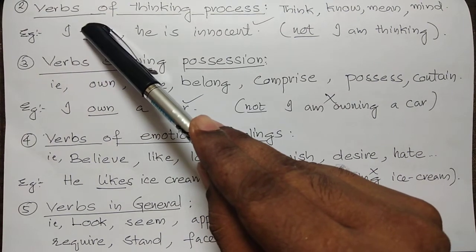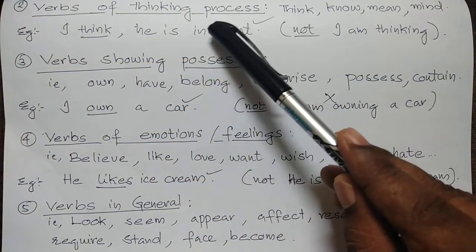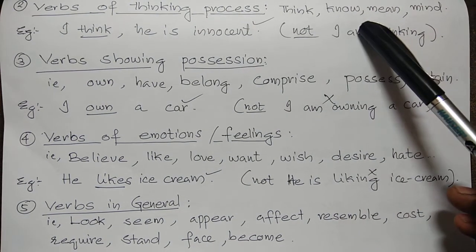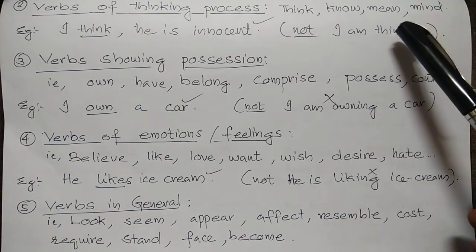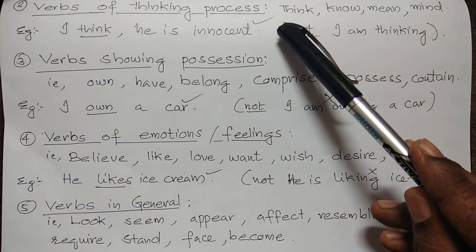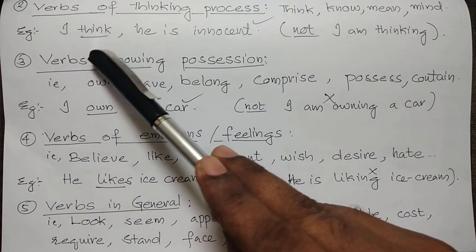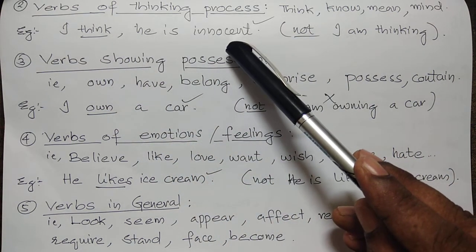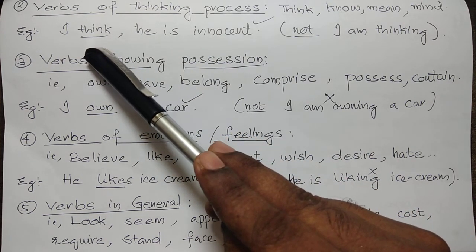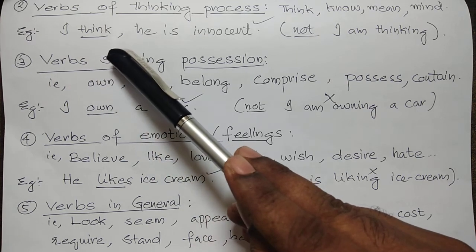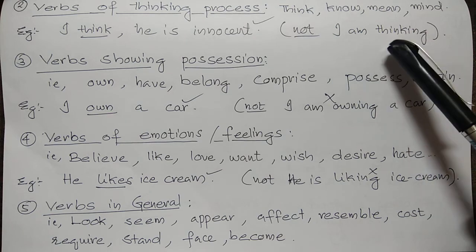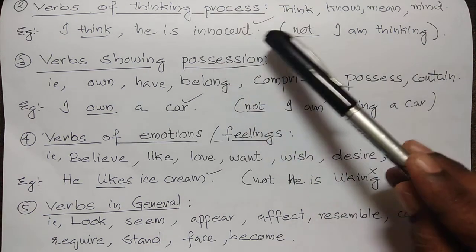Second, stative verbs, verbs of thinking process. The words are think, know, mean, mind. All these are verbs of thinking process. See the example, I think he is innocent. So here the verb is think. So we are not using present continuous, we are using simple present. I think he is innocent. We cannot use I am thinking.